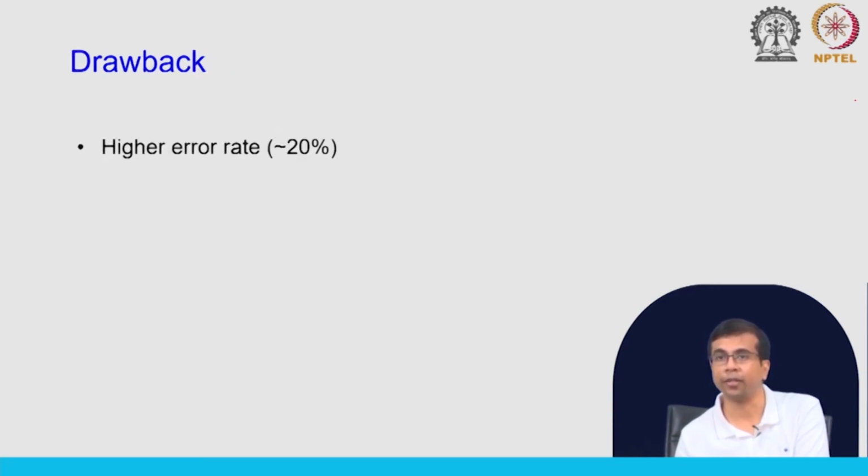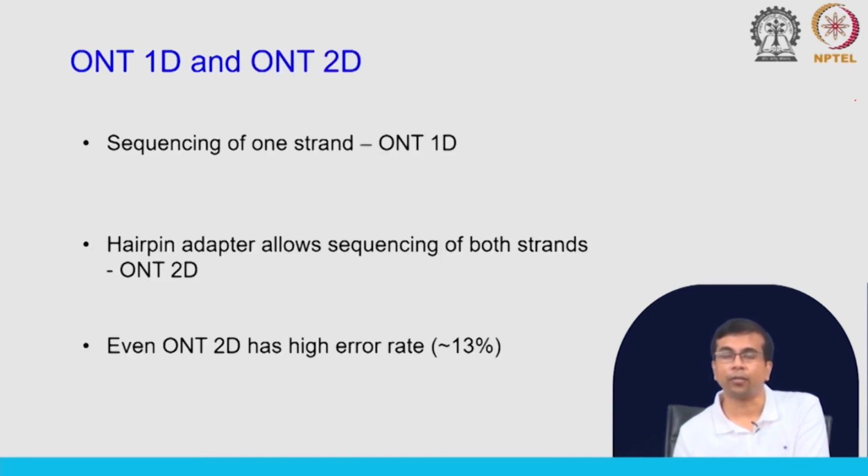So, here comes a drawback. The error rate is actually very high. If you compare to Illumina or other methods, 454 or Ion Torrent, this error rate is quite high. It is about 20% error rate. Now, the good thing is you can actually improve upon this error rate by a method called ONT 2D.